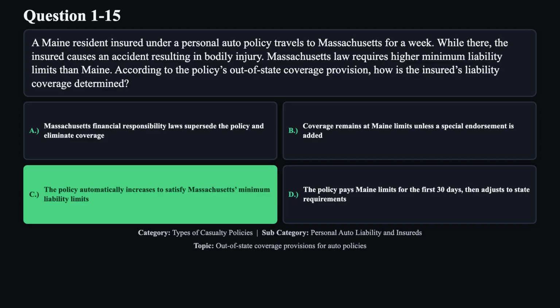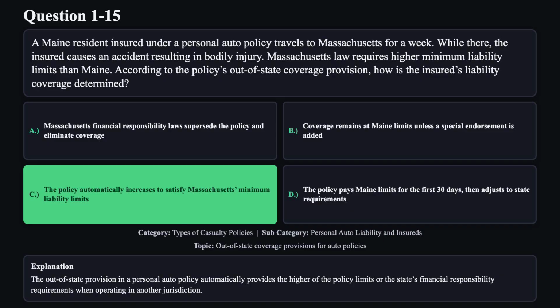The correct answer is C. The out-of-state provision in a personal auto policy automatically provides the higher of the policy limits or the state's financial responsibility requirements when operating in another jurisdiction.